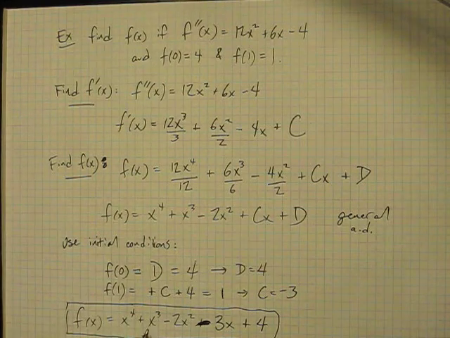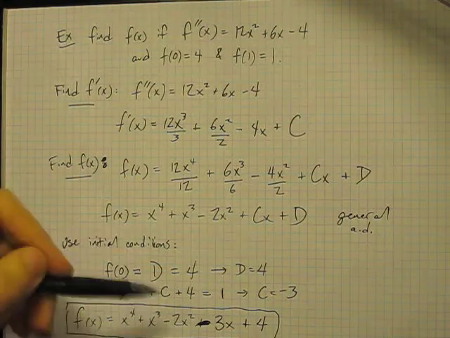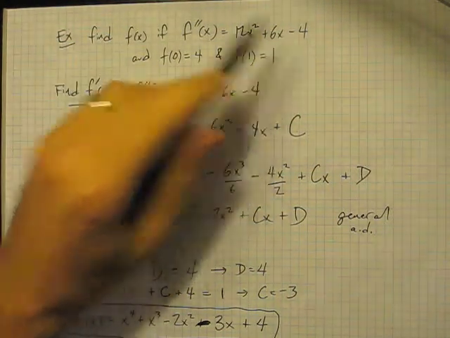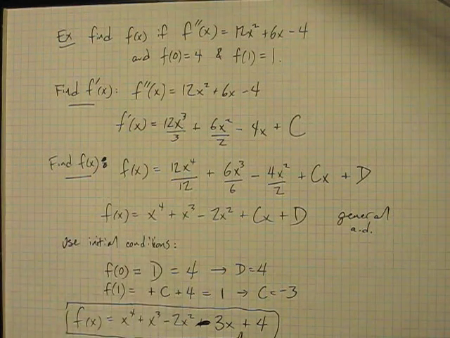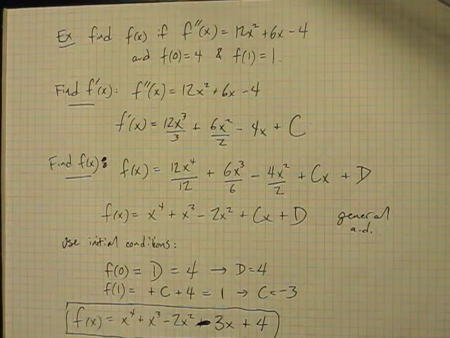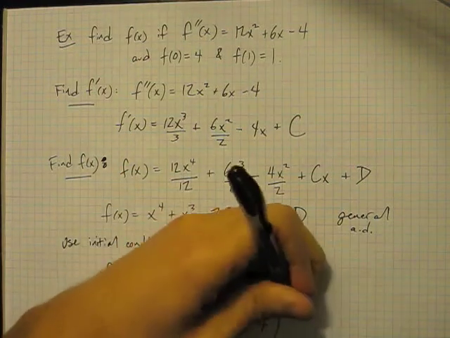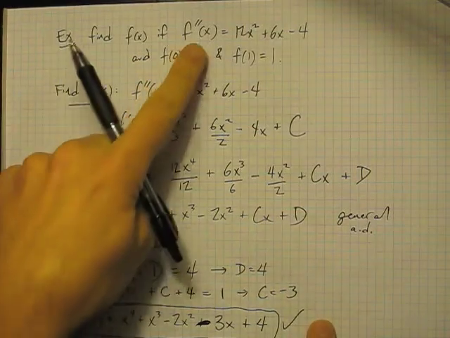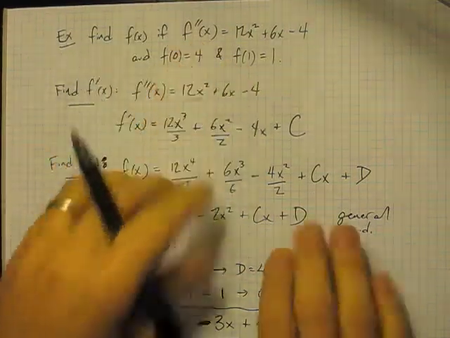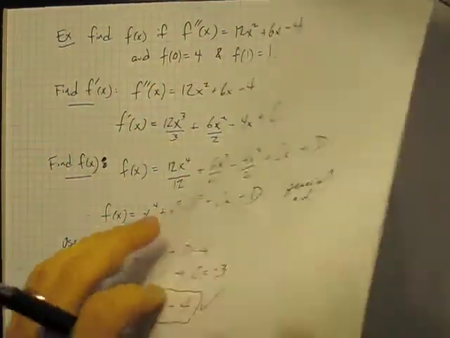Okay, so this is a function that when you take its double derivative, you get 12x squared plus 6x minus 4. And if you were to plug in 0, you get 4. And if you were to plug in 1, you'll get 1. Okay, so this is the answer. This will be how these always go when you have a derivative or a second derivative and some initial conditions here.